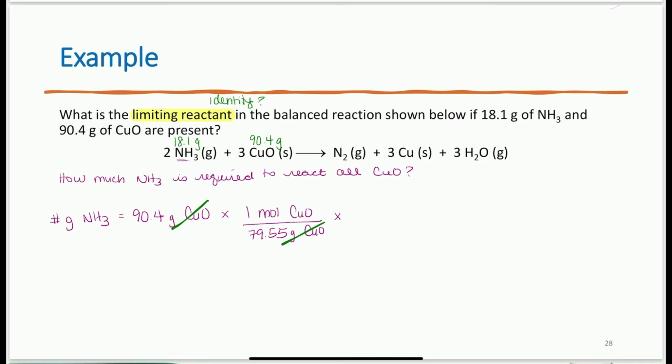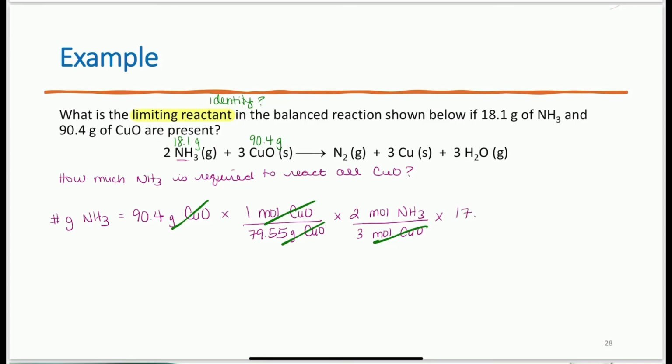Now I can go ahead and use my balanced equation. You should always check this reaction is in fact balanced, so we can keep using it, but make sure that your reaction is balanced because they won't always be. Multiply this by 2 moles of ammonia to 3 moles of copper 2 oxide. Because I see in the balanced reaction, for every 2 moles of ammonia, 3 moles of copper 2 oxide are reacted. This cancels out my moles of copper 2 oxide, and I have moles of ammonia.